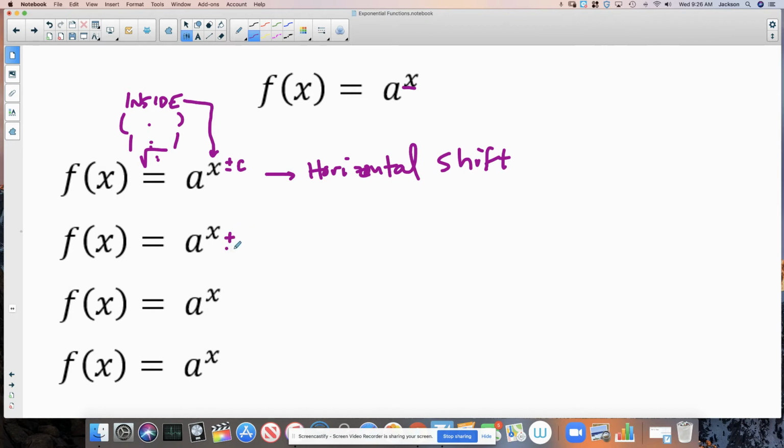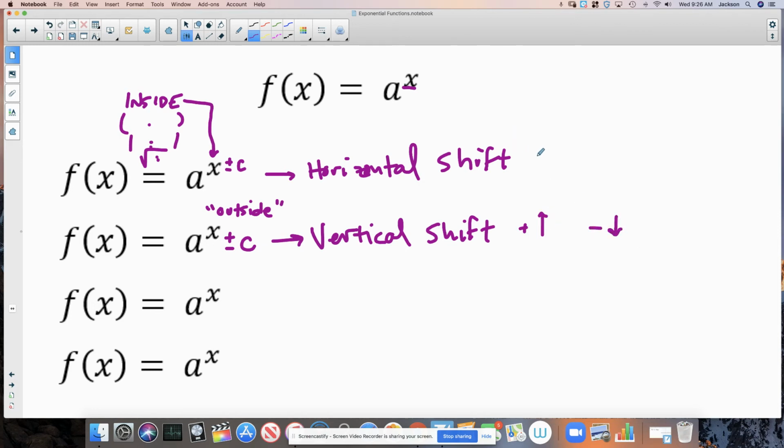We can also add or subtract a constant on the base level, right? Which we would consider one of those quote outside transformations. So we see it not with the exponent, but on the base level and on the outside of that. So this would be our vertical shift, which we've talked about before. And again, with the vertical shift, if we're adding, we're moving up. If we're subtracting, we're moving down, right? With our horizontal shift, if we're adding, we're moving to the left. If we're subtracting, we're moving to the right, like it's opposites day, if you recall.